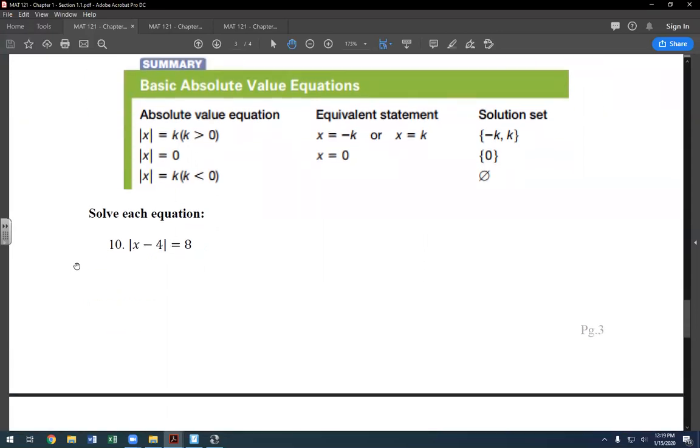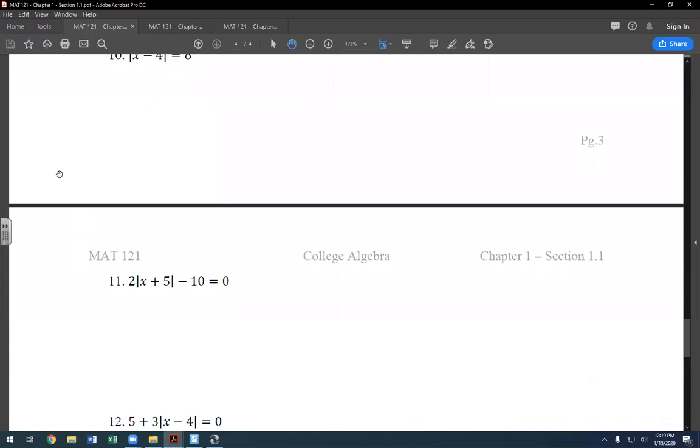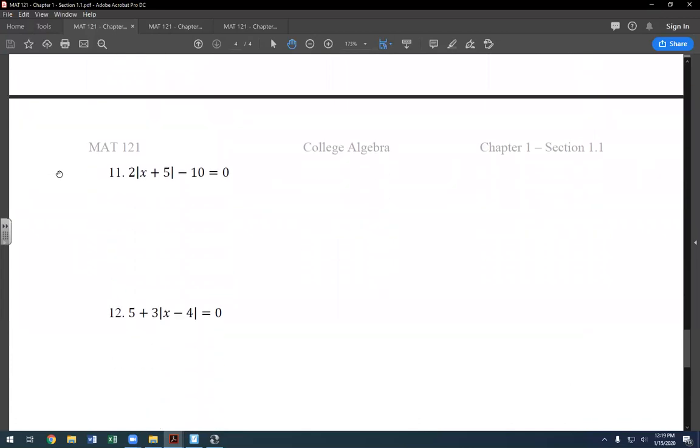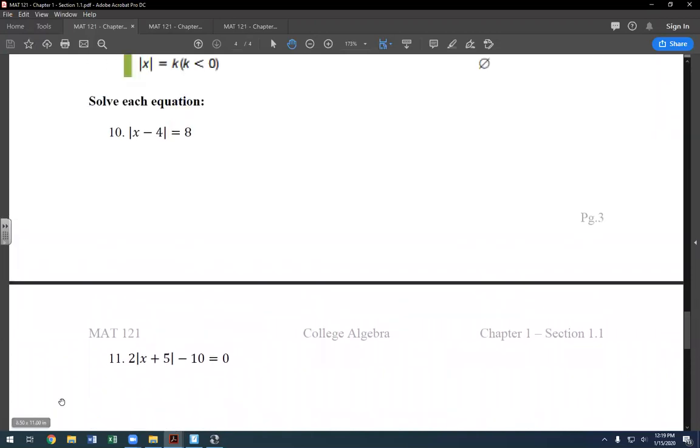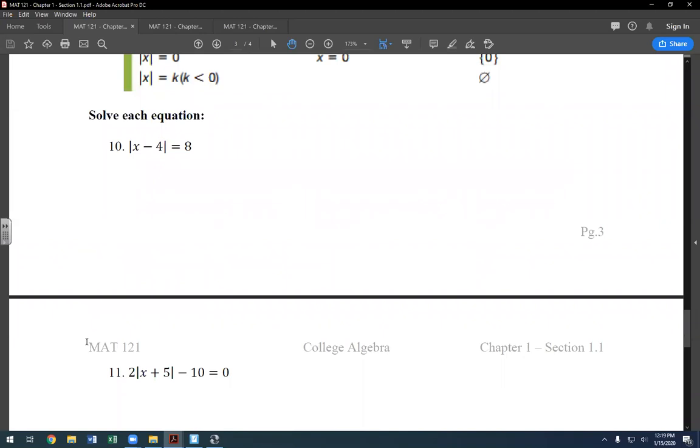So this is the first type. Second type, which actually is not really a second type, and this one will also give you a different answer. So we're giving you 3 different examples to show you how that absolute value problem can look. Okay, so let's start with the first one.